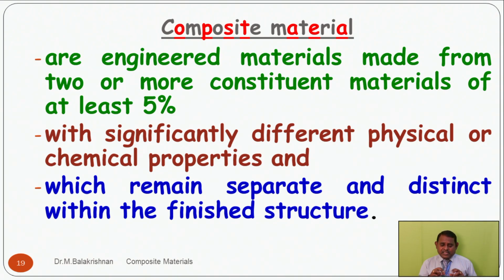So what is an alloying element? It is not possible to distinguish after making the alloy. So that is the difference between alloy and composite. In a composite, the phases remain separate and distinct within the finished structure. That means the reinforcement phase and matrix phase remain separate, but in alloys they do not remain separate; they are mixed as a solid solution or precipitate.